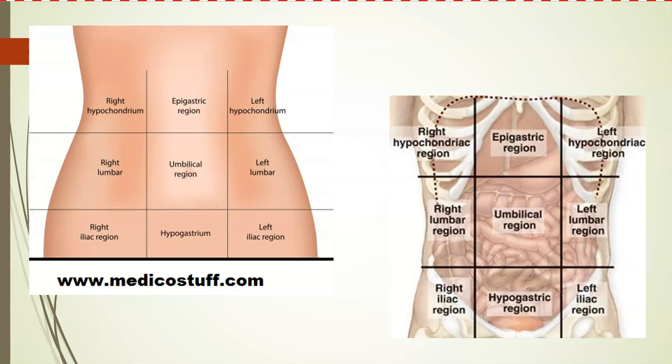So we see here in the diagrams, here is the umbilical region here in the center. We have the right and the left lumbar on either side. We have the epigastric region above the umbilical with the right and left hypochondrium or hypochondriac, either or. Again, directly below the umbilical region is the hypogastrium or the hypogastric region, and on either side of the hypogastric region are the left and the right iliac regions.